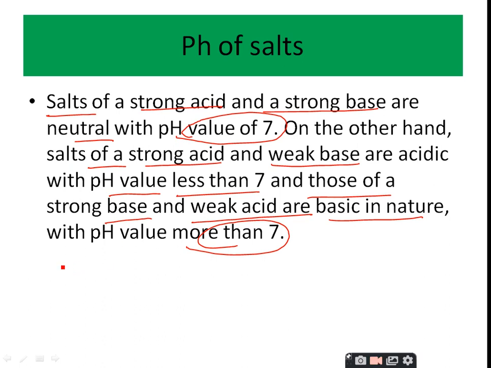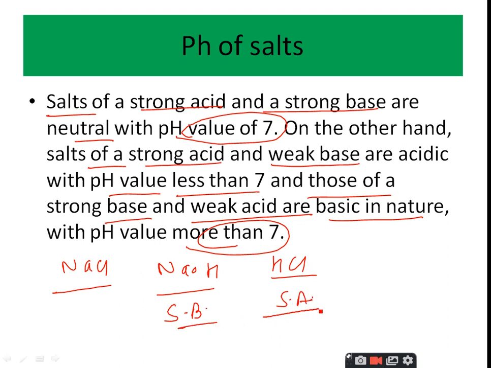Just for an example, look at NaCl. In this NaCl, the base is NaOH and HCl is the acid. We know that NaOH is a strong base and HCl is a strong acid. So both are of equal strength, so they neutralize each other, so its pH value will be 7.